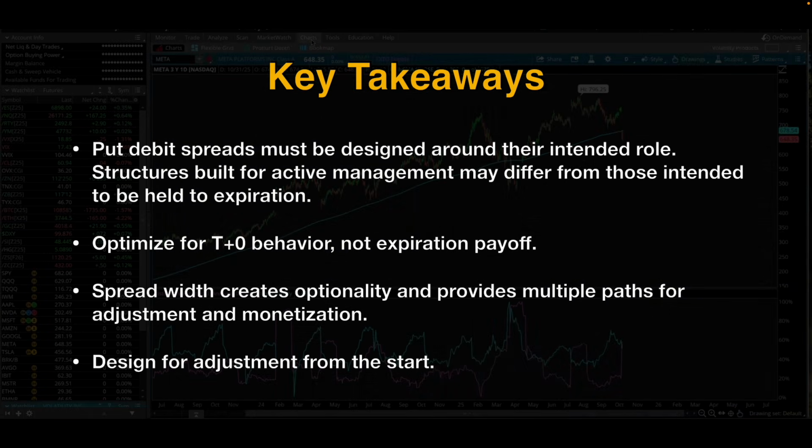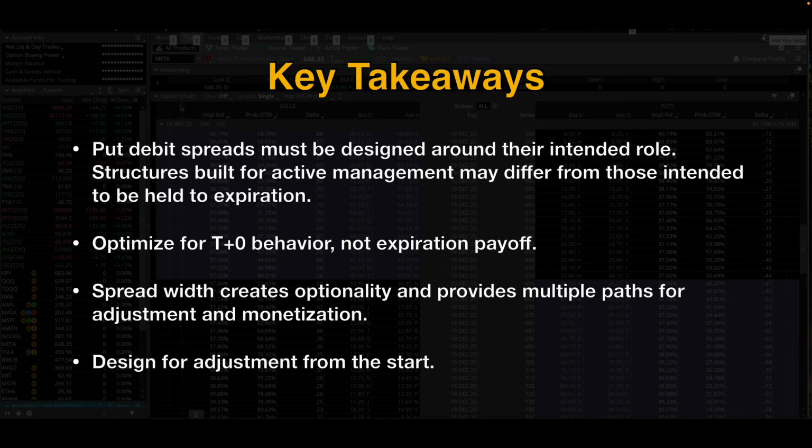Okay, so I think it would be a good idea to wrap up this particular video on put debit spreads with these key takeaways. Put debit spreads must be designed around their intended role. Structures built for active management may differ from those intended to be held to expiration. And if you're going to manage these actively, you want to optimize for that T plus 0 behavior, not expiration payoffs. Spread width creates optionality and provides multiple paths for adjustment and monetization. And when you're choosing strike selection as well as expiration, you want to design for adjustment from the start.